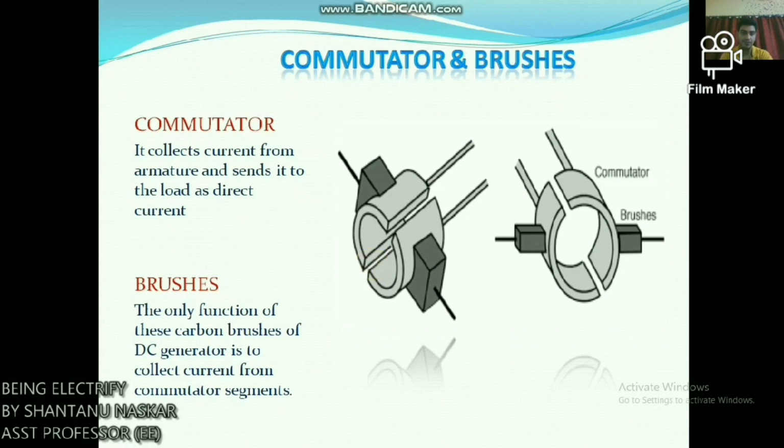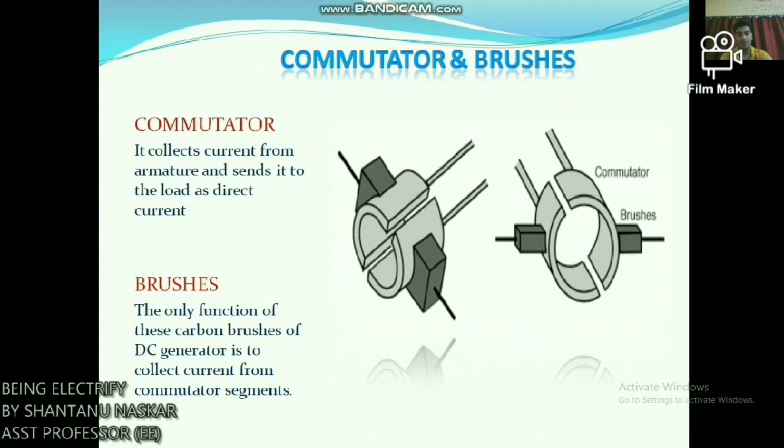The function of a commutator in a DC generator is to collect the current generated in armature conductor, whereas in case of a DC motor, commutator helps in providing current to the armature conductor. A commutator consists of a set of copper segments which are insulated from each other. The number of segments is equal to the number of armature coils. Each segment is connected to an armature coil and the commutator is keyed to the shaft.